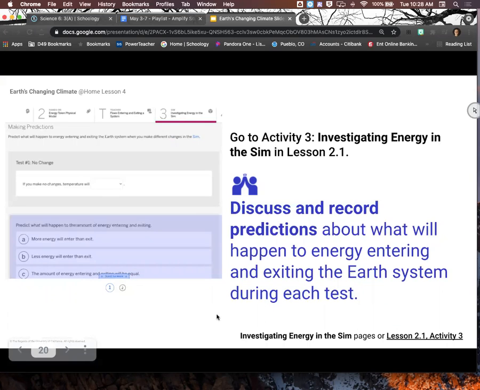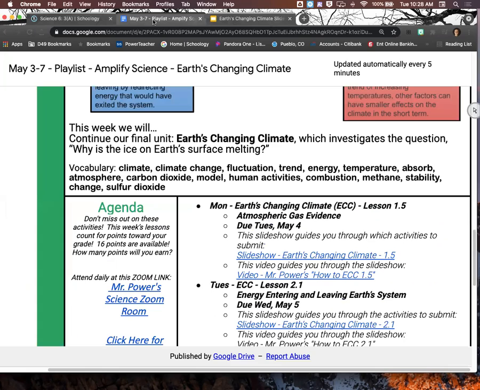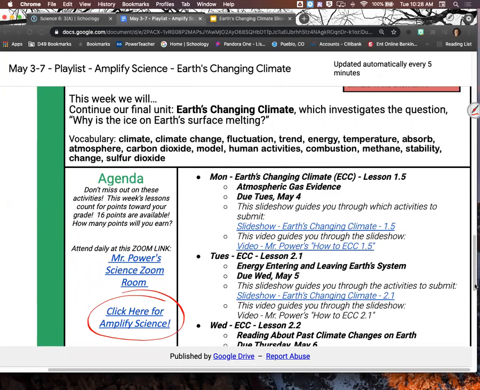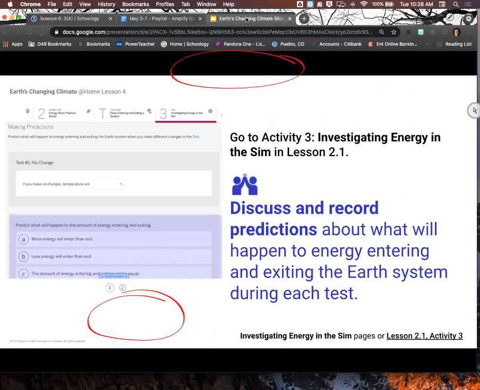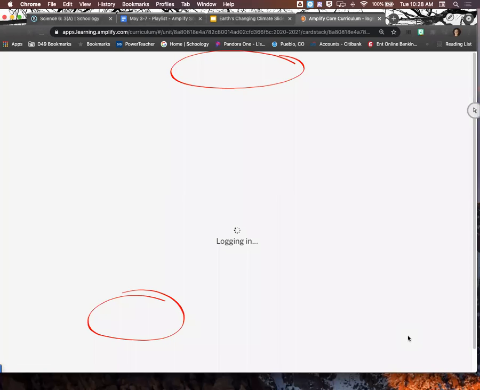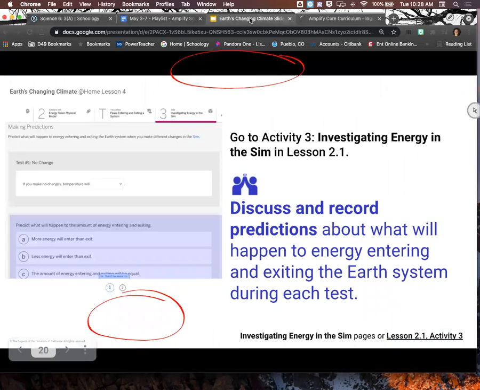So we have an activity, and the link is at the bottom of this slide. This is what I'll use to open up my Amplify. You can use Amplify in your playlist by clicking on the slideshow, but you can also go in the playlist right here to find another way to get into Amplify. We're in Earth Changing Climate. So if you get into Amplify that direction, then you'll have to know where to go. If you have your slides open, just clicking this link will take us right to this activity. While it's loading though, we'll check back and see what's happening.